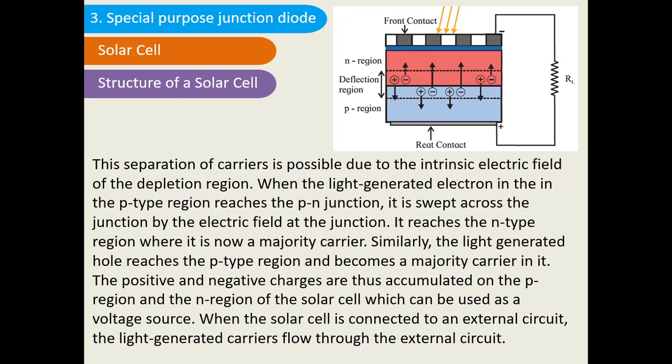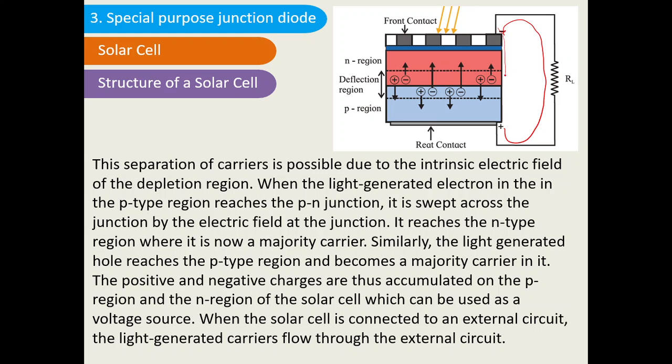if it is connected to the external circuit, the light generated carriers flow through the external circuit. So whenever a load resistance is connected, the current will start going from the positive terminal of a battery towards the negative terminal of a battery like this.